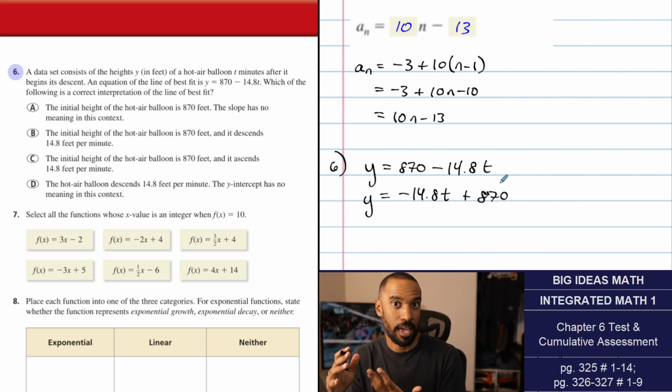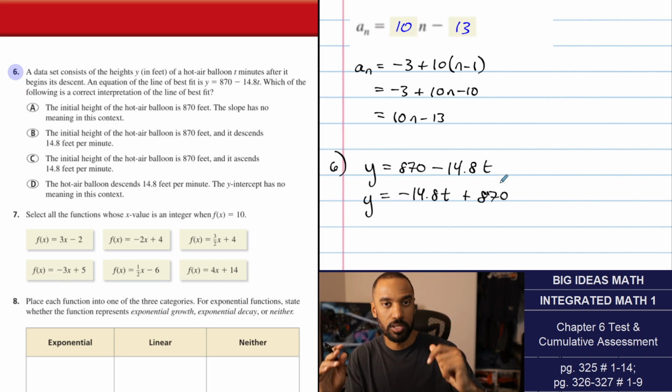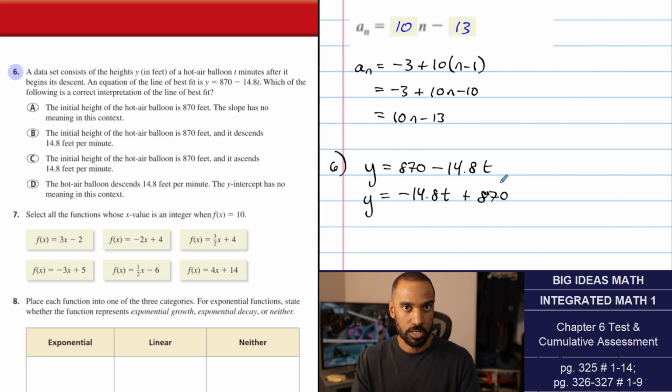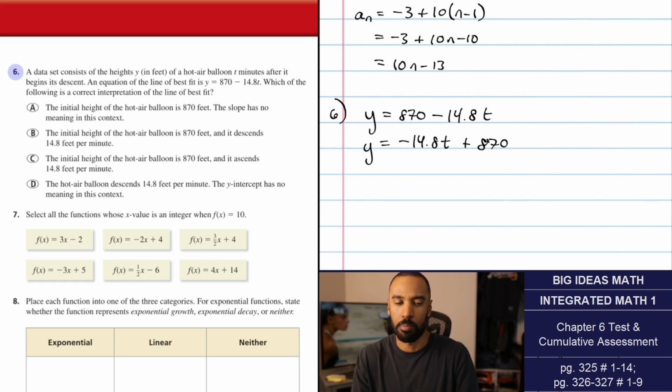My interpretation is you start at 870 feet. You start your descent at 870 feet. That's where it begins. And then you're losing 14.8 feet per minute. It's descending 14.8 feet per minute. So let's see which one matches that.